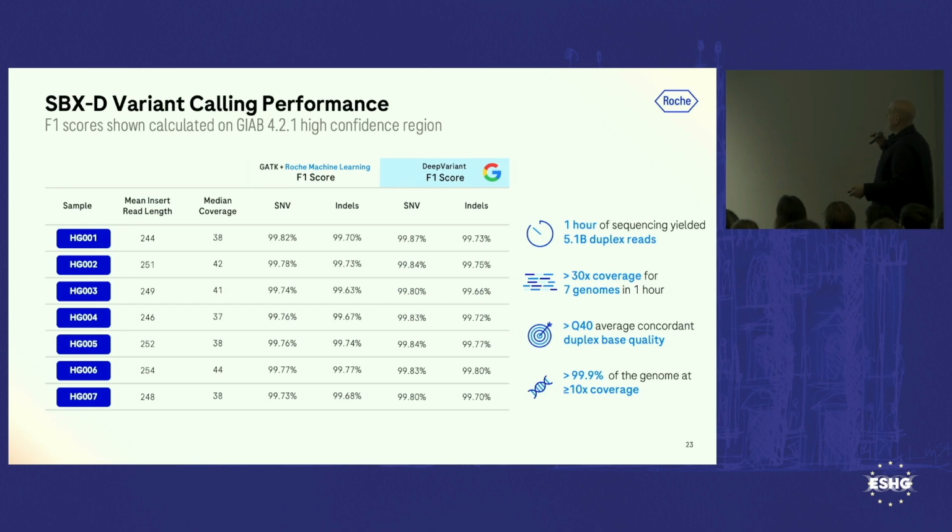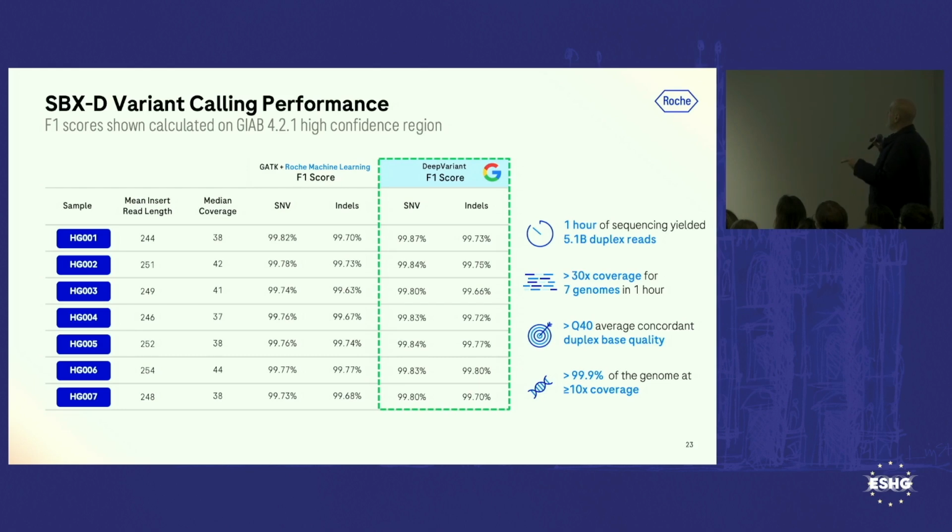Okay, a little bit of an update on the data. We showed this previously. These are Genome in a Bottle samples, a 1 hour sequencing run, 5 billion duplex reads in 1 hour of sequencing. You get an idea of the median coverage that we see and the mean insert length. Those are the lengths of the full-length duplex reads that we're showing there, so around 240 to 250. Median coverage is high 30s to low 40s. And then the F1 scores for SNVs and indels are shown in the table there.